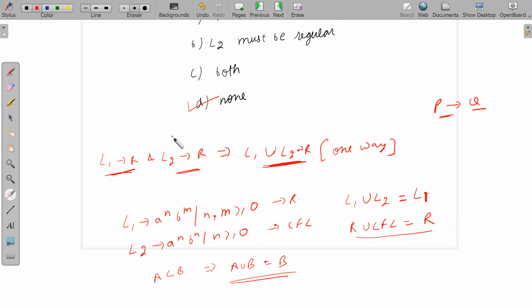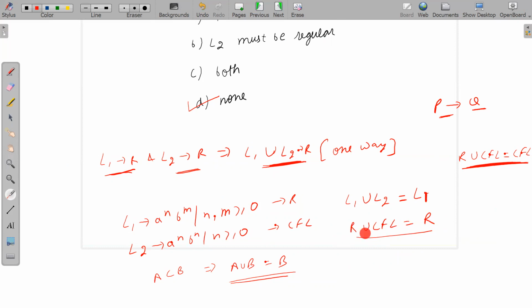Generally, I can say that regular union CFL is CFL. This is always true. Union with regular, all types of languages are closed. So regular union CFL is CFL. This is always true. But this other statement is sometimes true and sometimes false. For this example, this statement is also true.